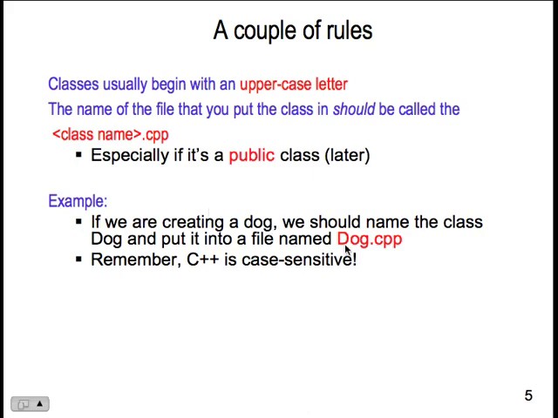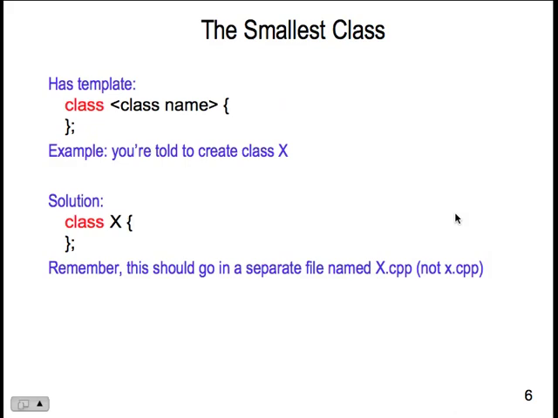Here's an example. If we want to create a dog, then we should name the class dog and put it in a file called dog.c++. Remember, C++ is case sensitive in terms of our file usage. So here's the smallest class. It's kind of going to be like our hello world class. It's just empty, and it's a template.